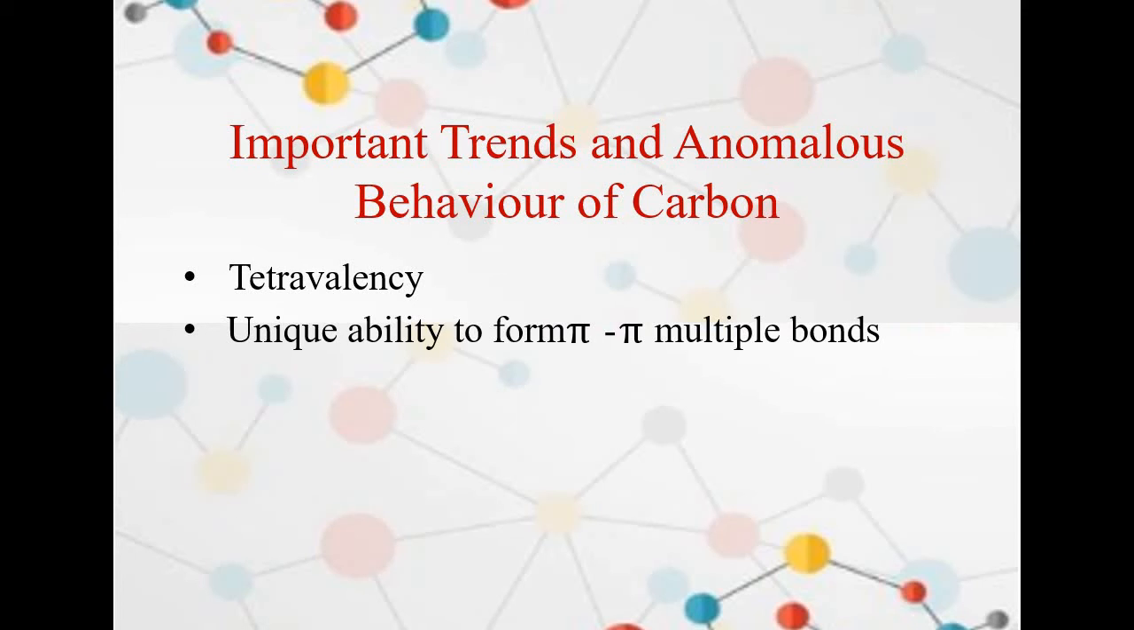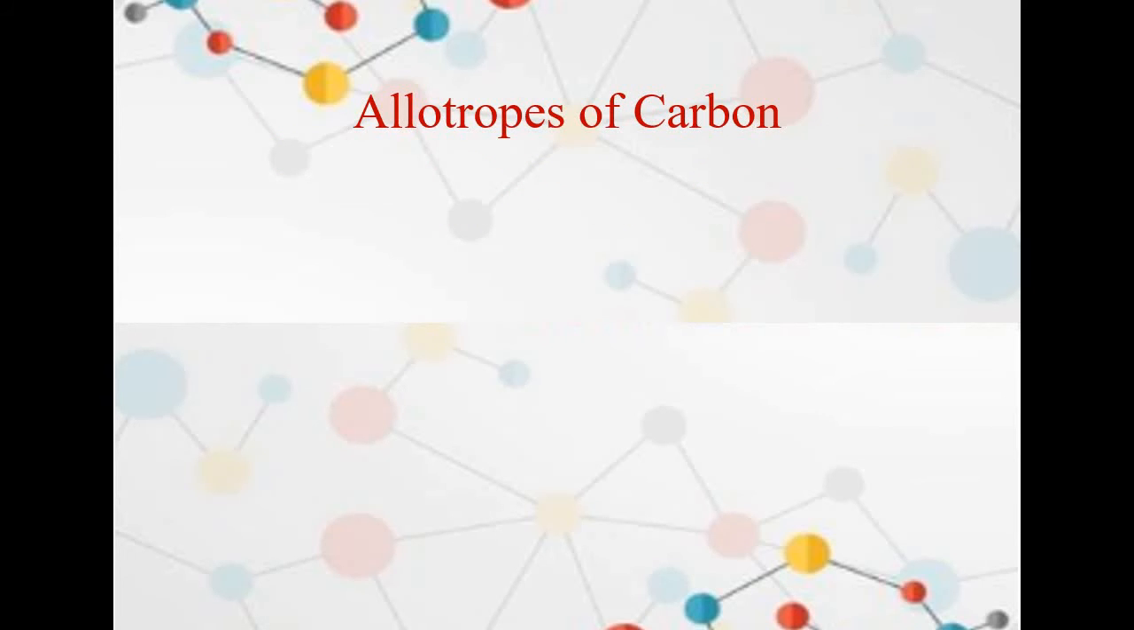Then we are moving to the important trends and anomalous behavior of carbon. One is tetravalency. Tetravalency means its valency is 4. Second one, its unique ability to form pi multiple bonds. And last property is catenation. It is an important property. Catenation means self-linking property of carbon. That is why organic chemistry, a big branch, exists due to the self-linking property of carbon. The self-linking property is called catenation.